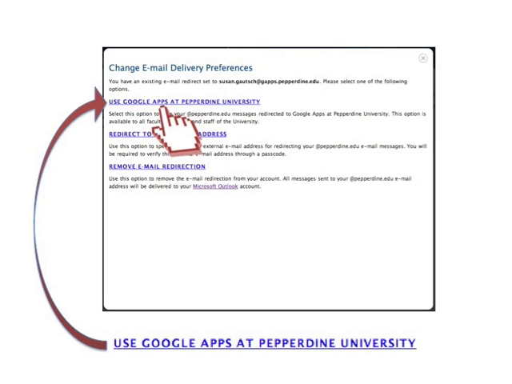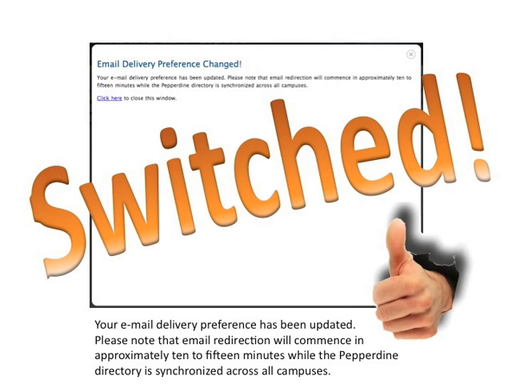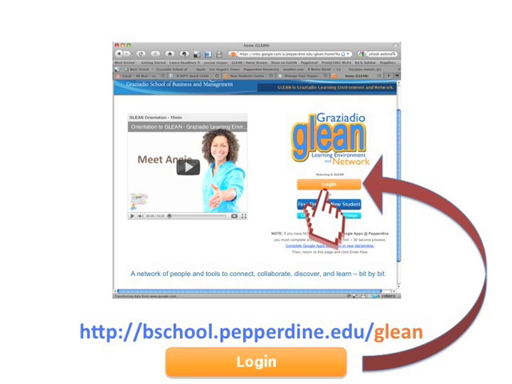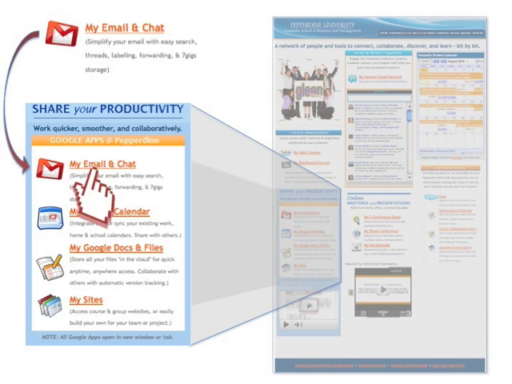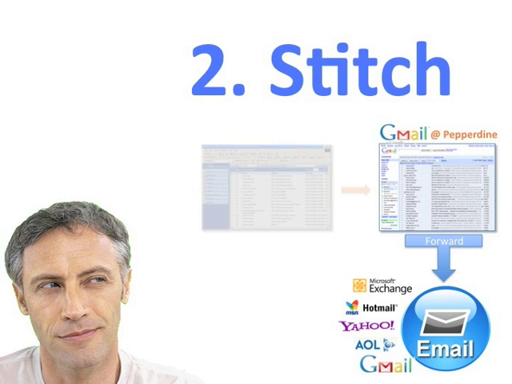Click on the link that says Use Google Apps at Pepperdine University. You'll get confirmation that your email preference has been updated. It may take 10 or 15 minutes, though, to synchronize across all campuses. Then you've successfully switched. If you want to stop there and from this point forward use Pepperdine's Gmail, then just log into Glean and select My Email and Chat and you're good to go. Recall, from there you have direct access to your Google Calendar, Docs, Sites, as well as the text and video chat feature right within Gmail.